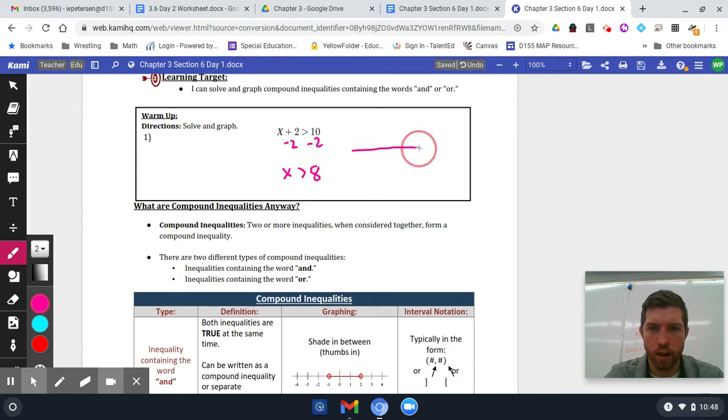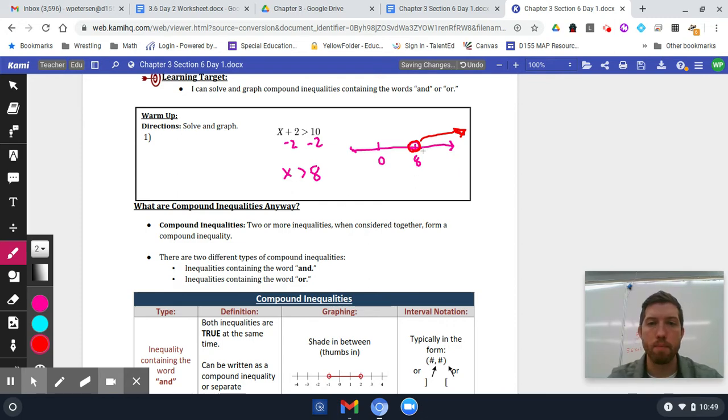So we'd have our number line, and we'd have our 0. We need to show 8. And now we have to graph it. So x is greater than. So it's an open circle at 8. And it's greater than, so it's going to highlight to our right. So open circle, highlight to the right. All right, and there we go. So that's what we did before. That was just an inequality.